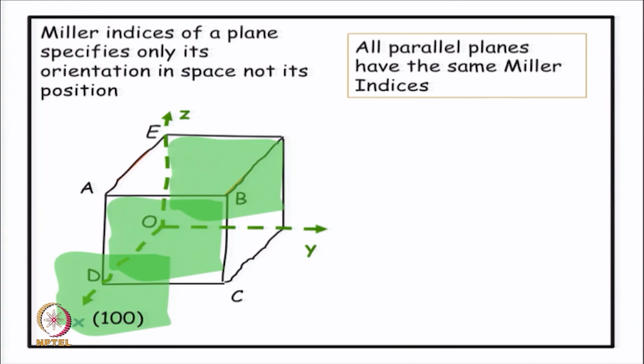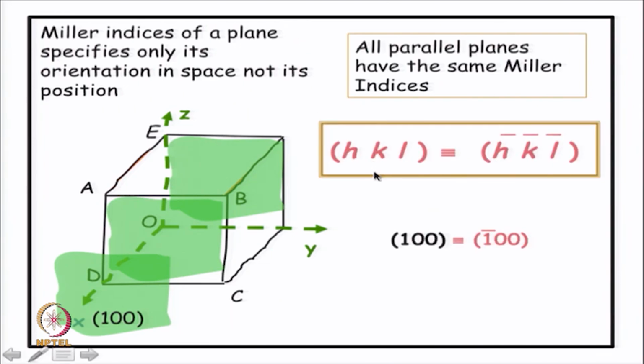Let us make this point that whenever we write the Miller indices of a given plane, it is actually not representing only that plane, but all parallel planes. So, the Miller indices of a plane specify only its orientation in space and not its position. It can be any plane parallel to a given plane. So, when I say 1 0 0, I did it for the front face of the unit cell, but the back face also will be 1 0 0 and all faces parallel to this will be 1 0 0. So, all parallel planes have the same Miller indices.